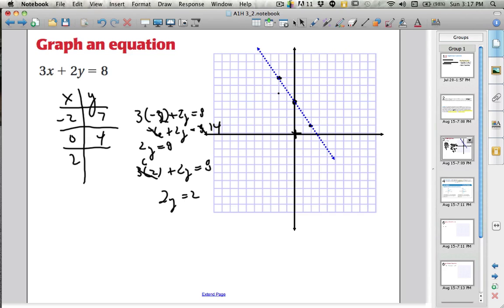Okay, so this was graphing with a table of values. I'm sorry I didn't write this last number in. So I picked a negative number, 0, and a positive number, plugged them into my equation to create the ordered pairs that allowed me to see that this was indeed a straight line.